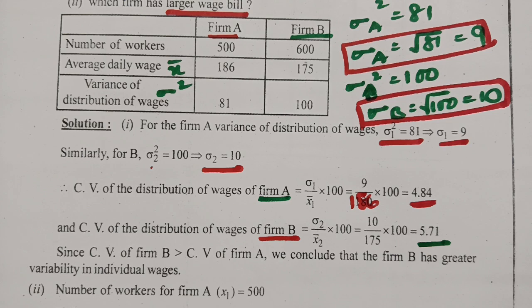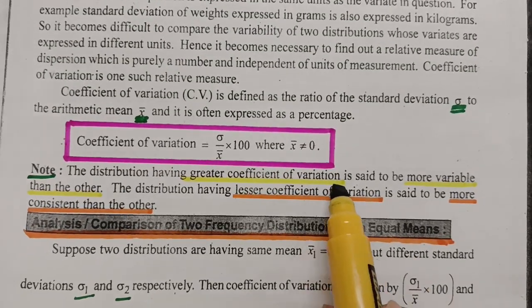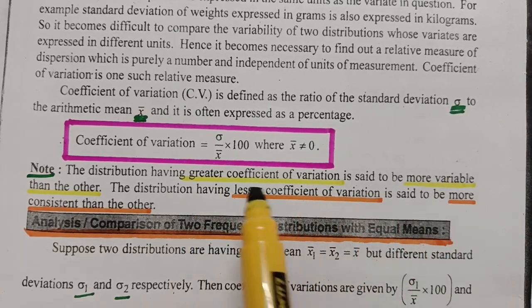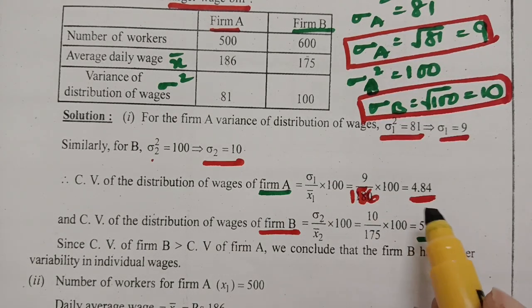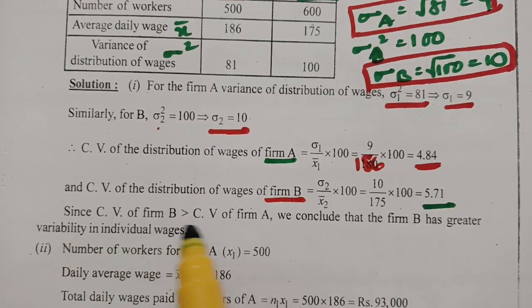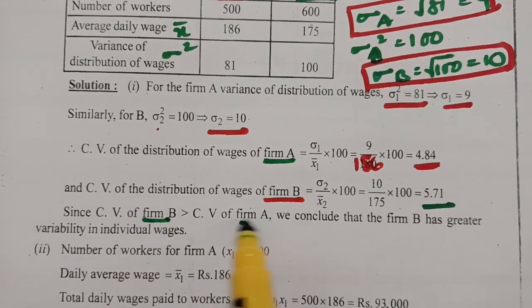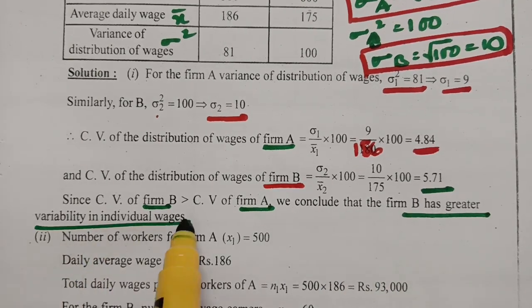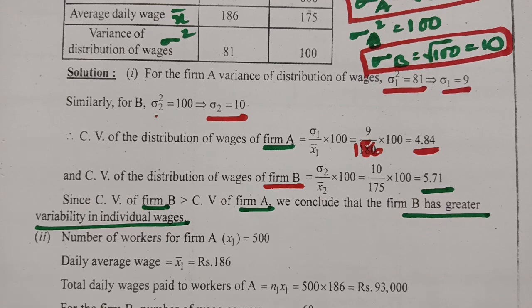So here I will show you the note. On comparing the variation, the one with the greater coefficient of variation is said to be more variable. So we have to check for the greater value of CV. Which one has a greater CV? 5.71 is greater, and therefore the CV of firm B is greater than that of firm A. Therefore we conclude that B has a greater variability in individual wages. So you got an idea.